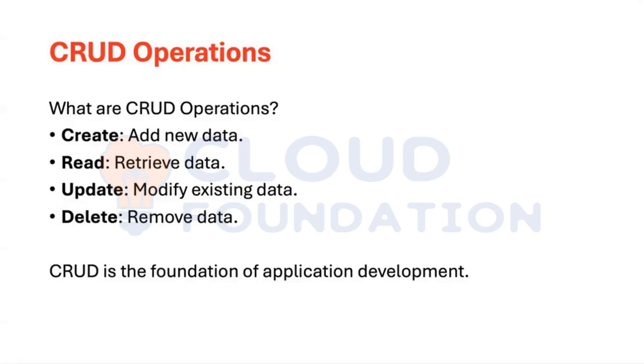CRUD. Let's say with the help of an API, we want to create some new data in our system. That will be a create operation. As you can see on my screen, that means we are adding new data into the server. Suppose you are using Instagram and you are creating a new user. At that point, this create operation will be performed, which is responsible for adding new data.